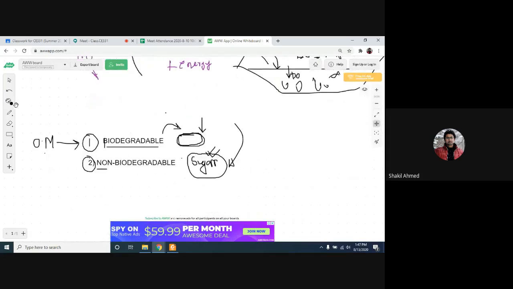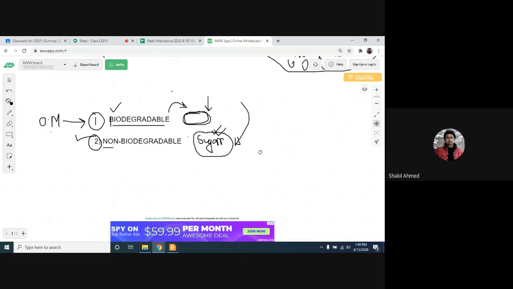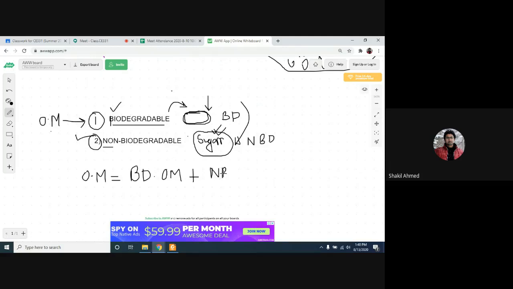So there are two types of organic matter. One is biodegradable, and the other is non-biodegradable. So total organic matter is what? Equal to biodegradable organic matter plus non-biodegradable organic matter. Am I right?